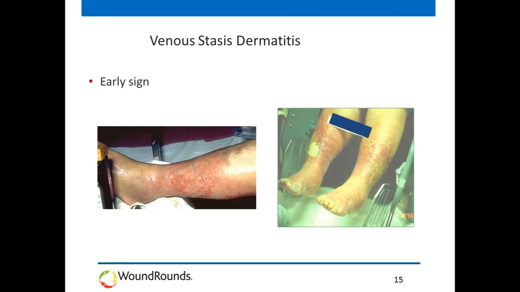This is one of the most often misdiagnosed etiologies versus cellulitis, where with cellulitis the patient may be febrile, they'll be painful, inflamed. There won't be crusting, maybe a few bullae, but usually with cellulitis you'll have elevated white blood cells. Usually it's going to be unilateral as opposed to bilateral in venous stasis dermatitis.